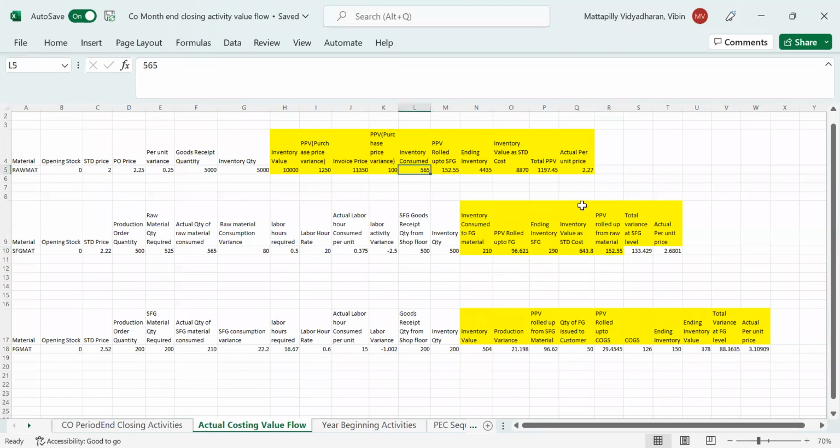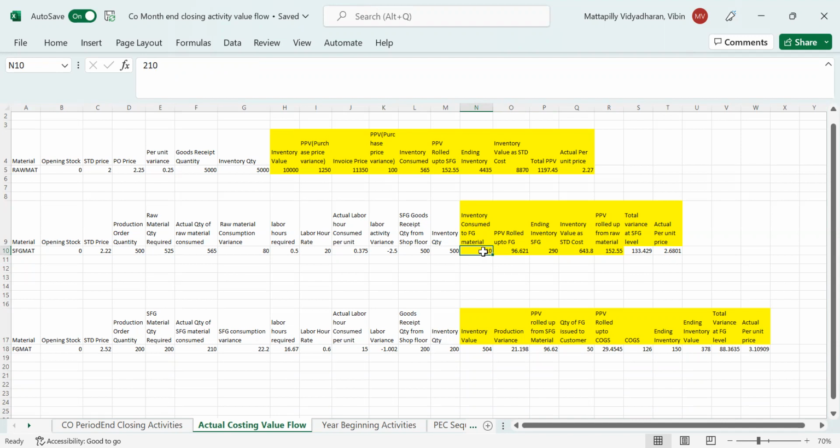Last time we discussed, when we covered raw material, we saw that the purchase price variance 152.55 rolled up to SFG level. This is what came here. So these three variances get multiplied with the ratio, and this is the purchase price variance rolling up to the FG. This is nothing but the 210, the quantity of SFG being consumed to manufacture FG.